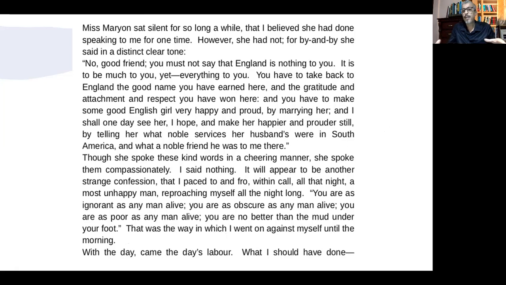So joining the army is an honorable thing. That's social mobility. Don't think about becoming an officer, but the honor is more than enough for you.